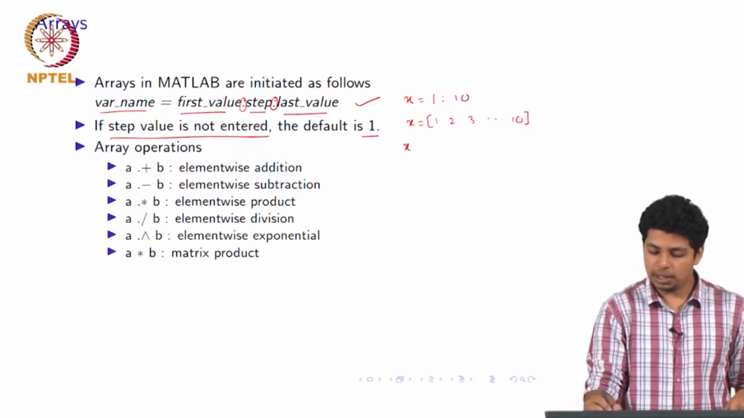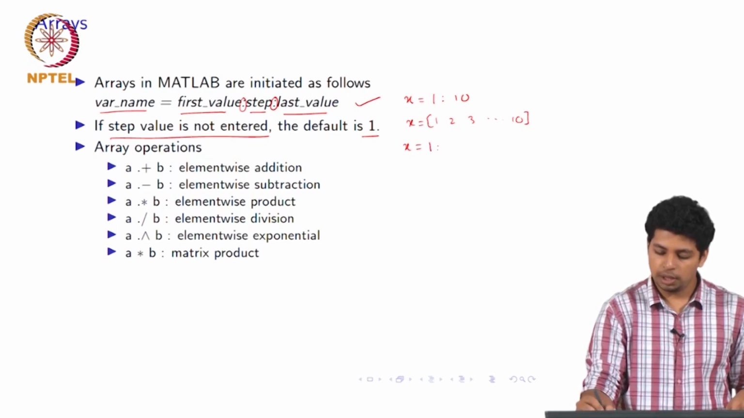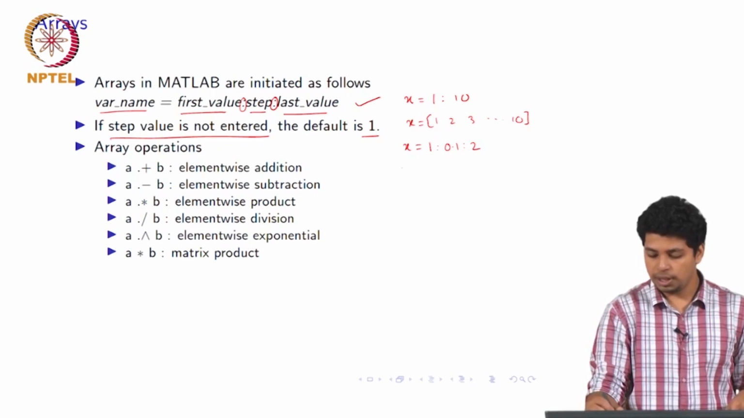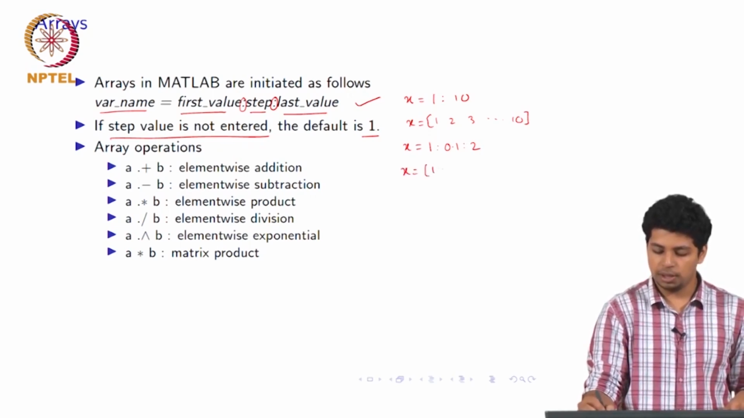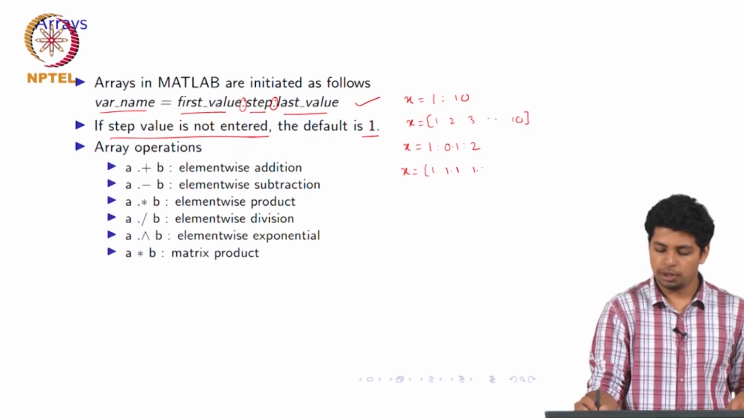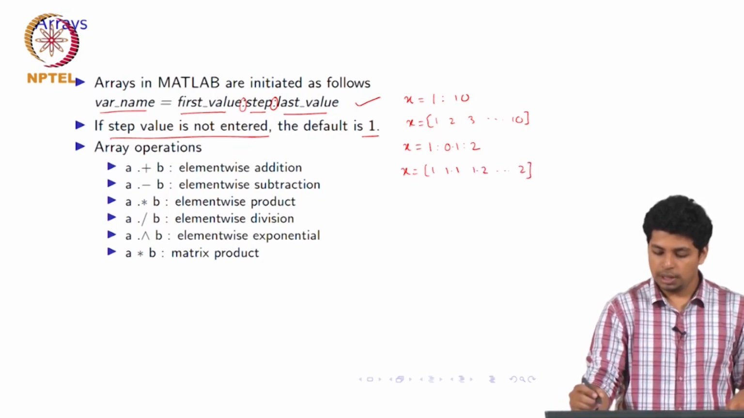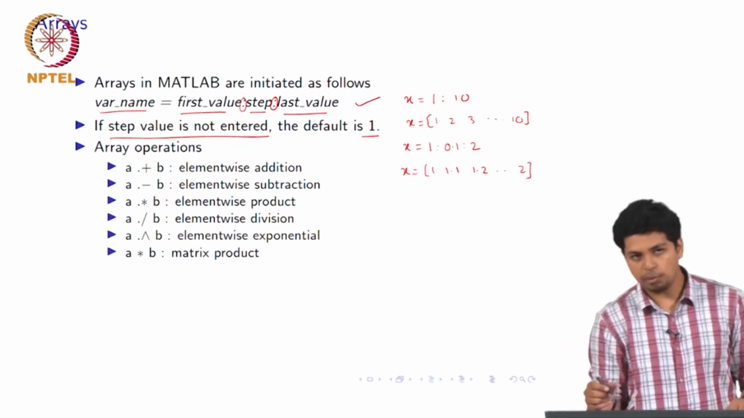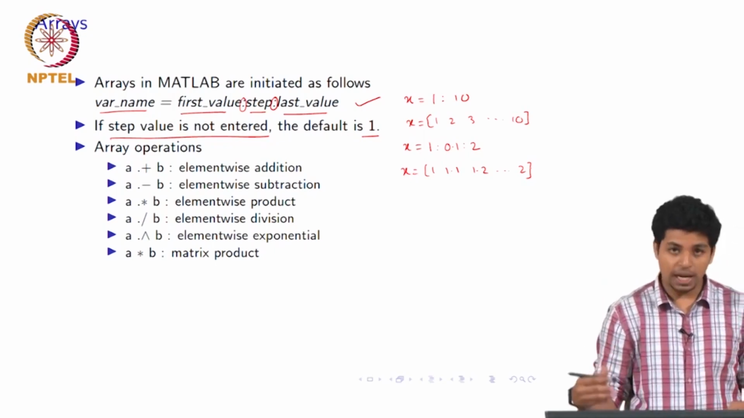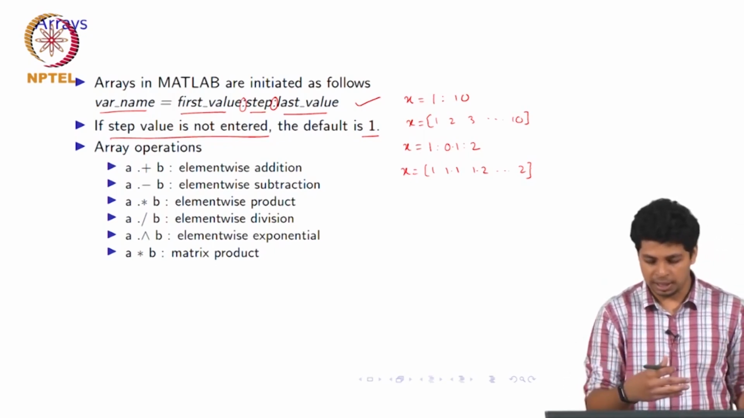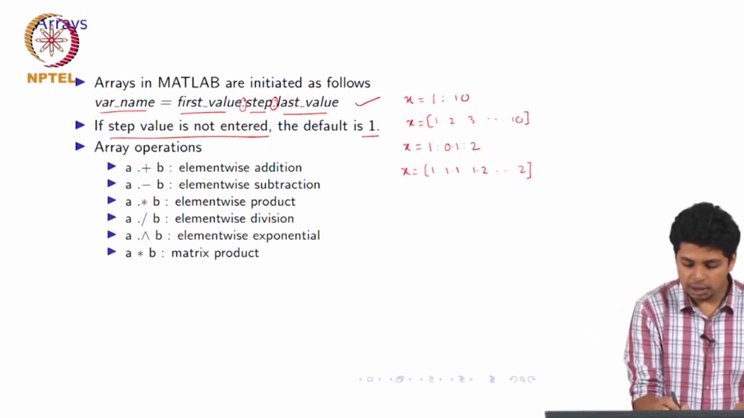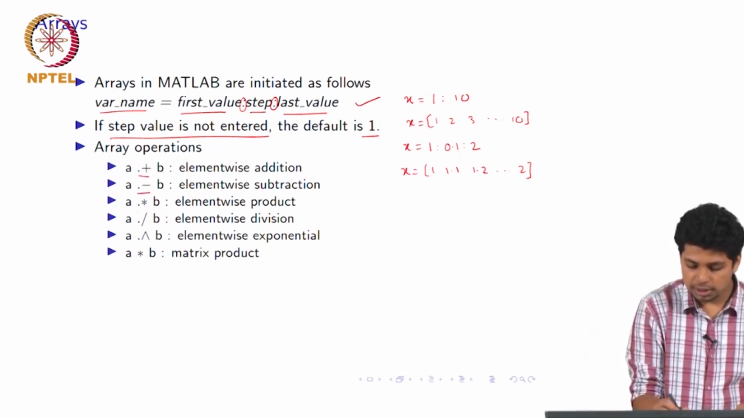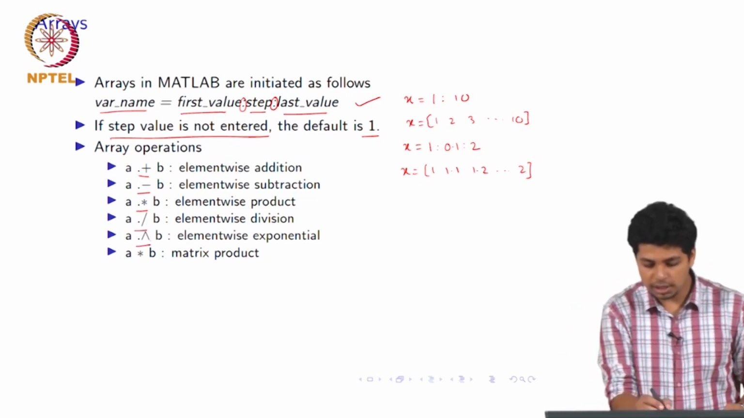But if I happen to enter a statement like x equal to 1 colon 0.1 colon 2, then x will store values like 1, 1.1, 1.2 till 2. This is how arrays work. Then you can also perform operations on arrays just like we performed them on individual variables: a dot plus b, dot minus, dot multiplied by, dot divided by, and dot raised to. Now what this dot means is element wise.